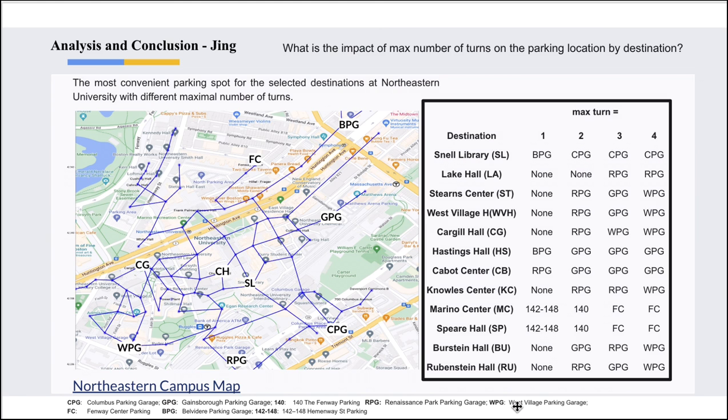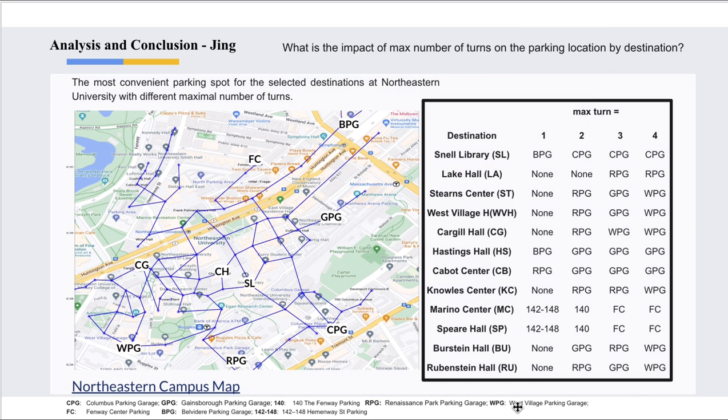from 1 to 4. So for example, if I want to go to Snell Library but I can only accept 1 turn, then Belvedere parking garage would be my option. But if I would like to accept more turns, then Columbus parking garage would be a better option.